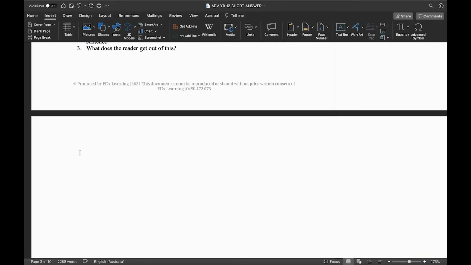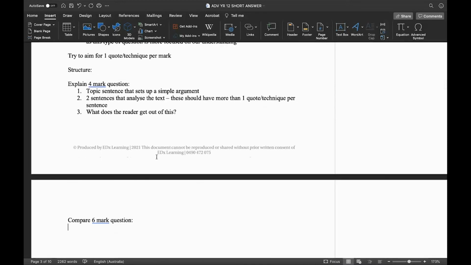The next thing we're going to look at is a compare 6-mark question. So this is your higher yield question that might be a little bit harder to tackle because it is a compare 6-mark question. In a compare 6-mark question, the first thing you are doing is obviously a 1 sentence intro that sets up the question. So this is effectively your thesis.